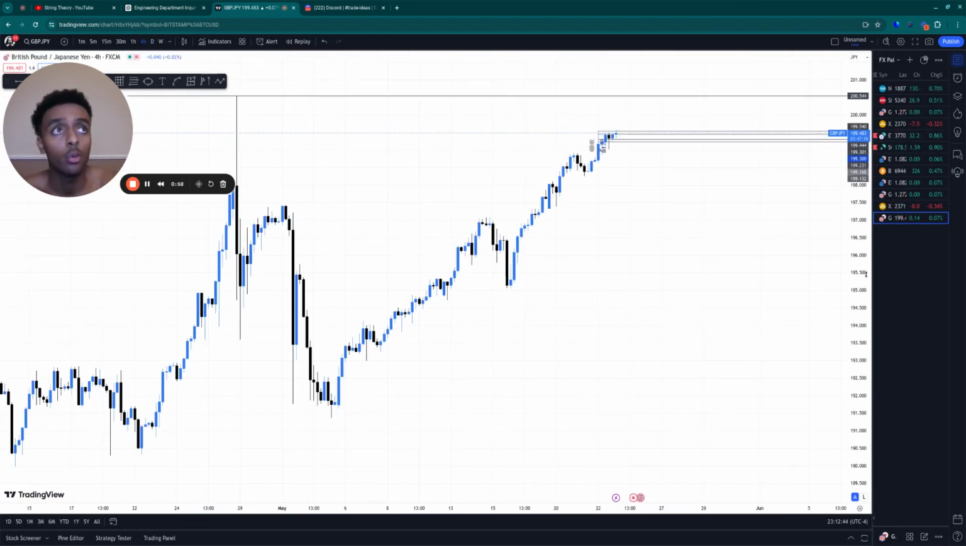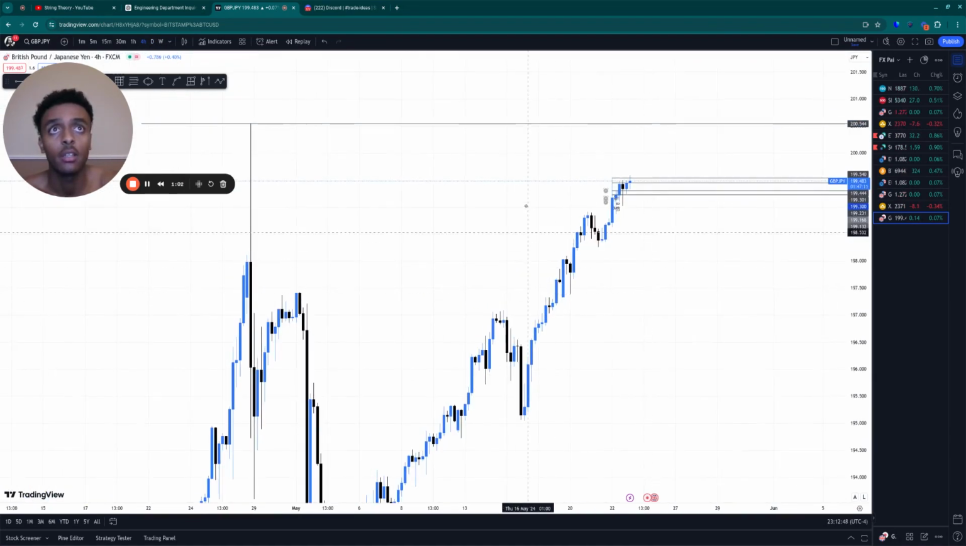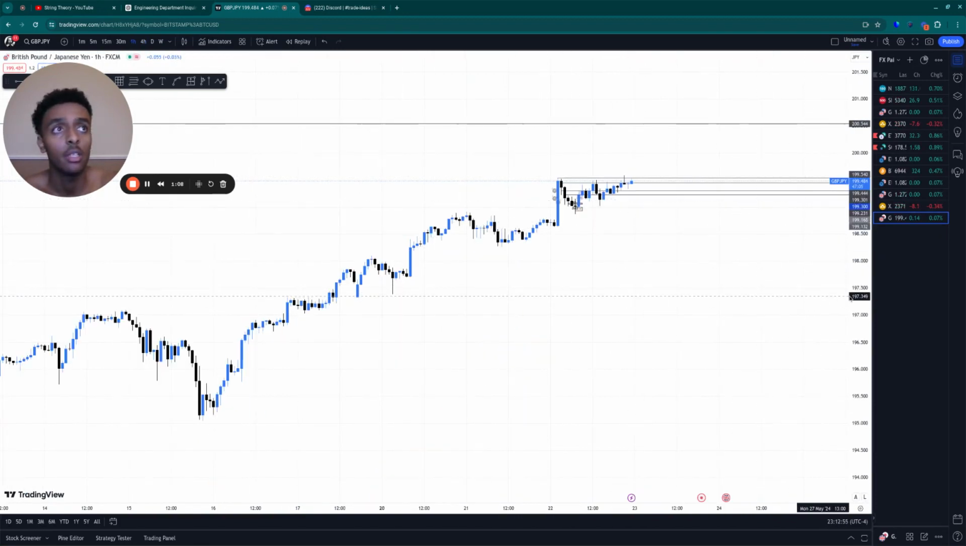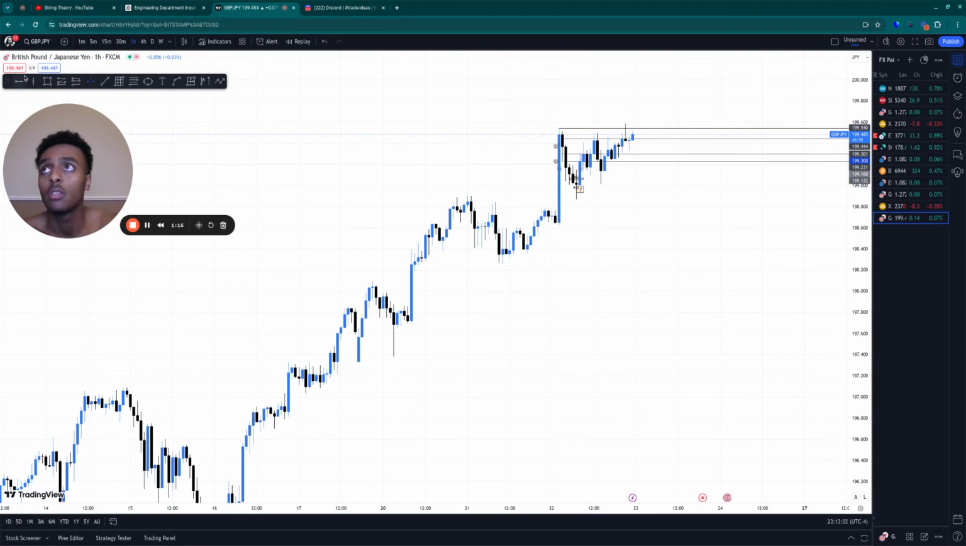On the 4-hour, we were also bullish coming into New York session open. Correct, right? Bullish structure, right? Moving on, let's scale down to the hourly. On the hourly, we were also bullish.